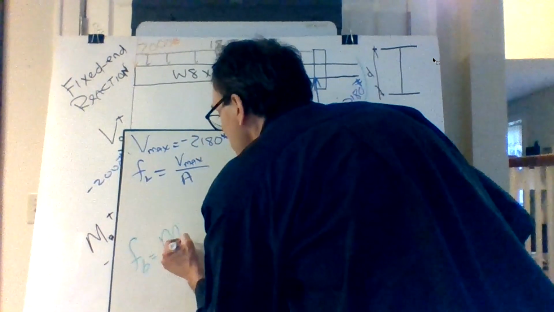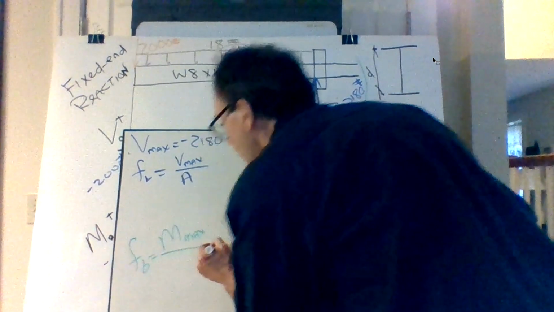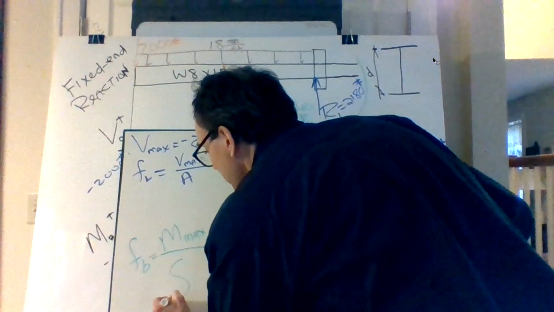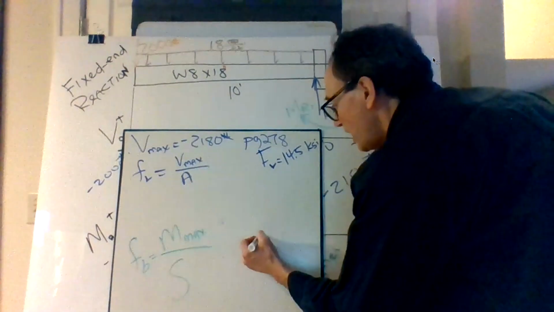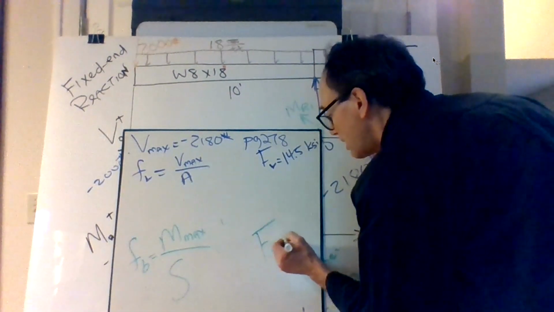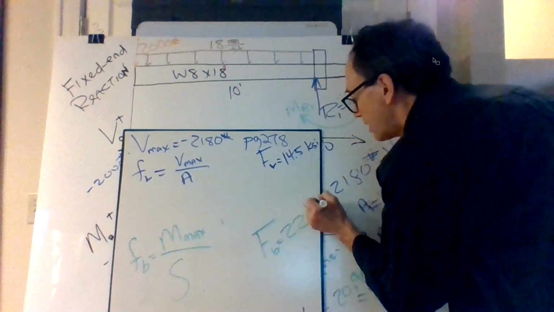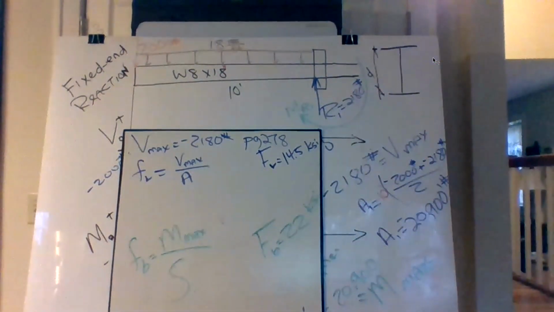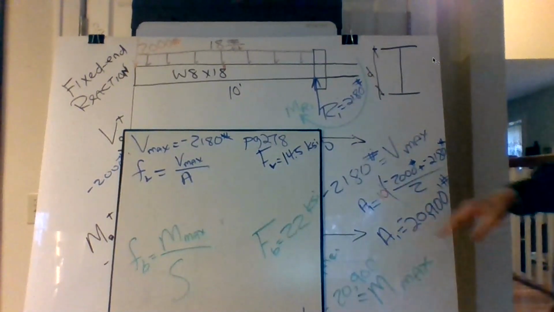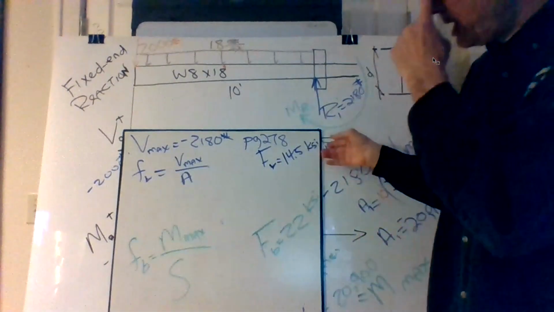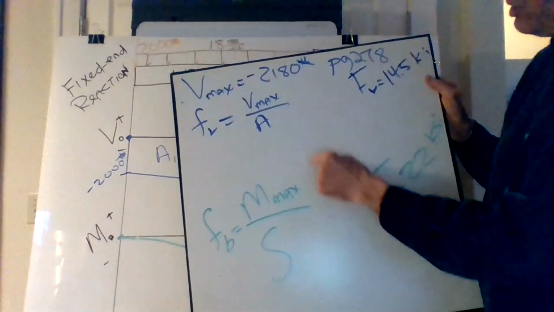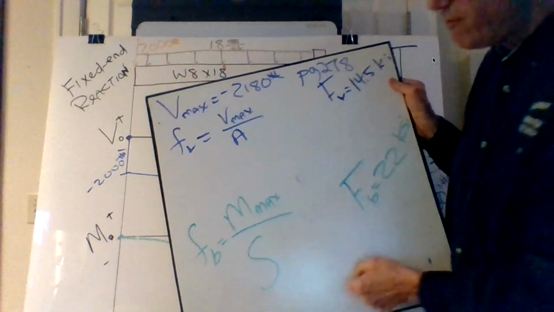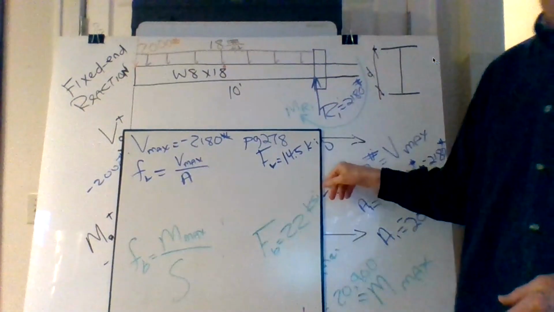What was that? That was Mmax divided by S. And big FB is 22 KSI. Now this is going to be your easy homework. In other words, you're going to copy everything that I've done, right? The only calculations you got to do are these two and tell me whether they're safe in shear and safe in bending.